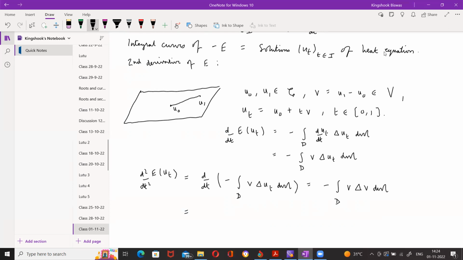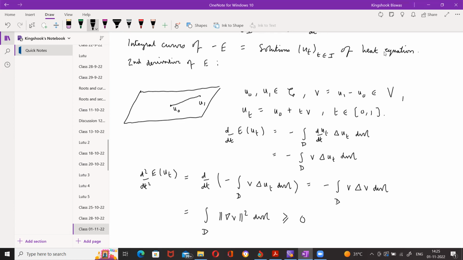And then this integral we already know how to do. Because v vanishes on the boundary of D, when you do an integration by parts, using the formula for the divergence of phi X, where phi is a function and X is a vector field, this integral we already computed. This is going to be the integral over D of norm grad v squared. What does this tell us? This is greater than or equal to 0. In other words, this second derivative is greater than or equal to 0.